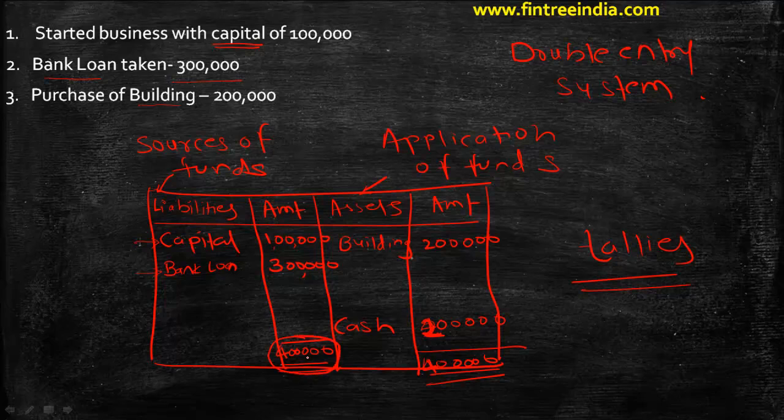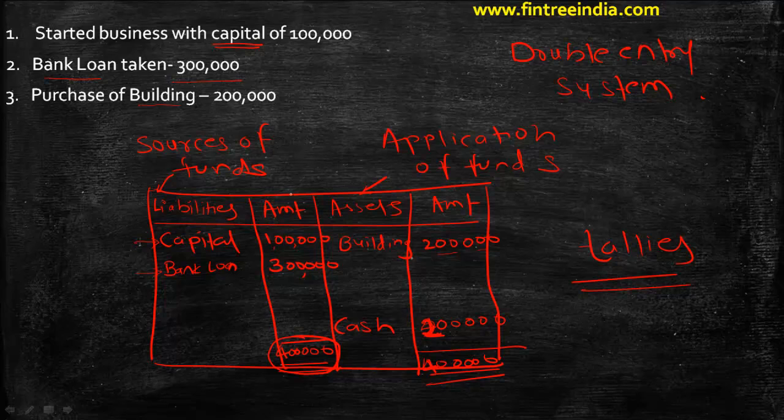And where did it apply those sources? It applied half of it into building. So they used 200,000 to acquire the building, and the remaining amount has been kept in cash. So my sources are 400,000, application is 400,000, and sources of funds and application of funds have to match each other. It can never happen that you have more sources and less application, or that you have more application and less sources. So this is how the balance sheet is going to tally.